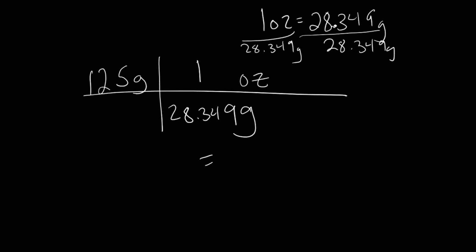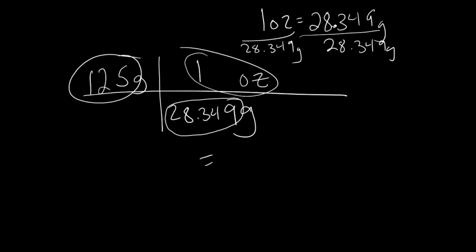And our number of significant figures, we have 3 in 125. And this 28.349 has 5. So it's going to be 3 significant figures. This 1 ounce, you can consider this an exact number. So our final answer, once we take into account sig figs and rounding, is 4.41 ounces.